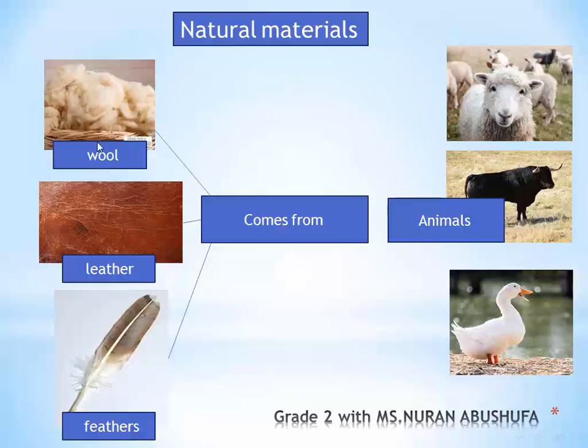Some materials come from animals, like wool, leather and feathers. So wool, leather and feathers come from animals, but the wool comes from the sheep, precisely. Leather comes from the bull, and the feathers come from the duck. So all these materials come from animals.